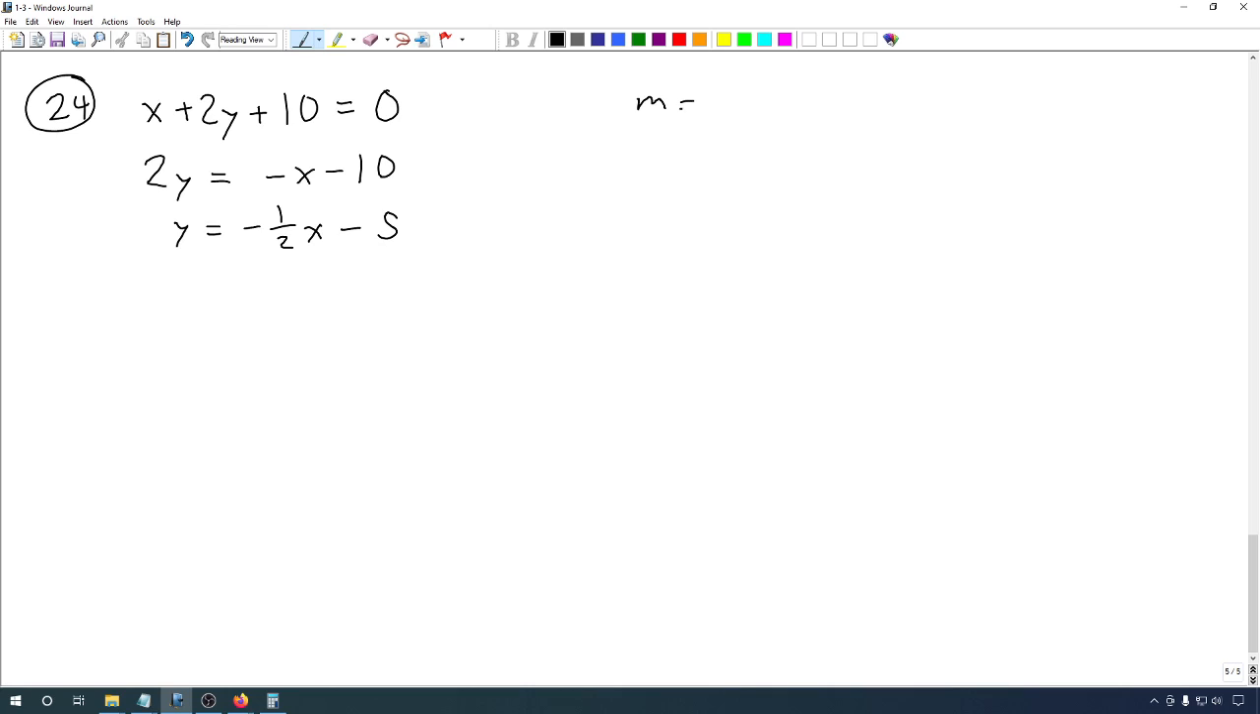Our slope here is negative 1/2. Our b is negative 5, so our y-intercept is 0, negative 5. Again, we can take negative 1 for our rise and 2 for our run. That means I'm going to add 2 to my 0. And I'm going to basically add a negative 1 or subtract 1 from my negative 5. So I get a negative 6.